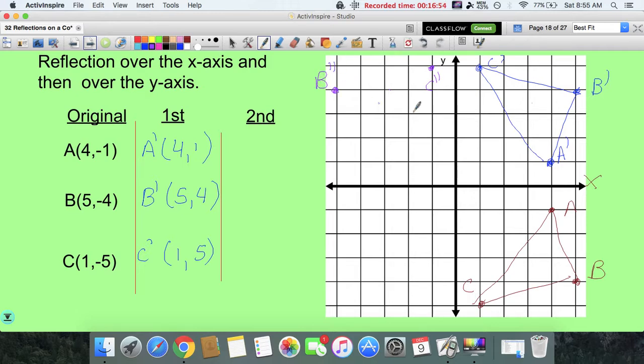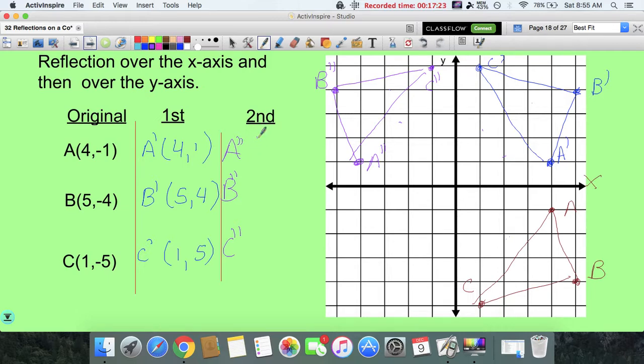B double prime. And C, and A is going to be 1, 2, 3, 4, 1, 2, 3, 4, 8. It's going to be here. A double prime. That, and like that. So there is our second reflection. So our triangle went from here, fourth quadrant to first quadrant, and first quadrant to second quadrant. So A, B, C, double prime, double prime, double prime.